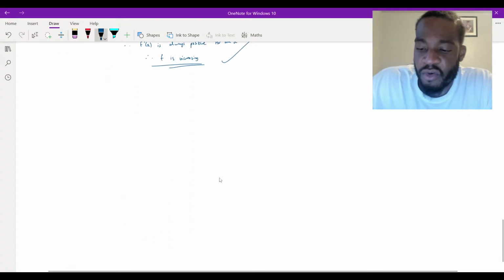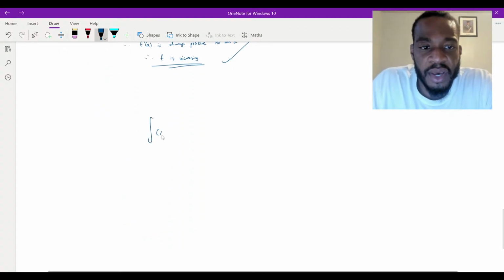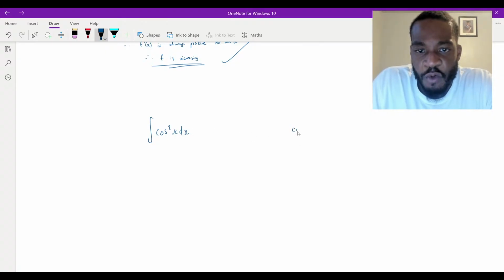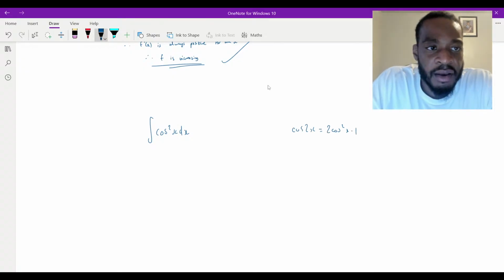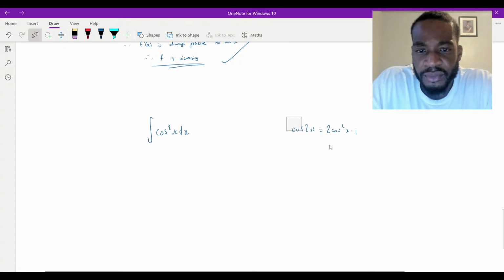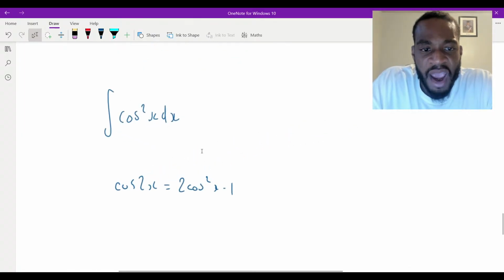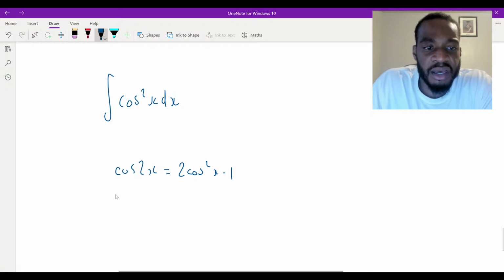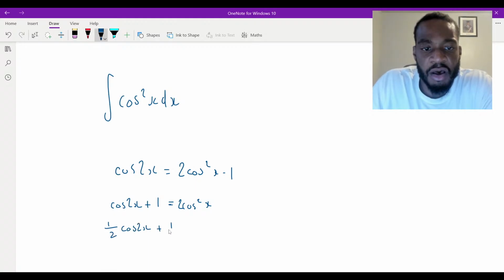So remember, if I'm integrating cos squared, you want to get rid of this power. The double angle formula: cos 2x is equal to 2 cos squared x minus 1. So what you want to do is rewrite this in terms of that. So that's going to be cos 2x plus 1 is equal to 2 cos squared x, sorry. And then divide by 2, you're going to have a half cos 2x plus a half. Is that correct? Yeah, that's cos squared x.